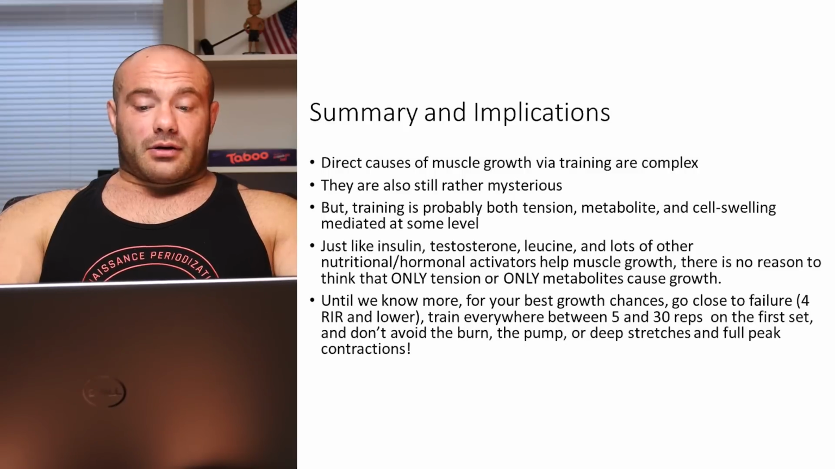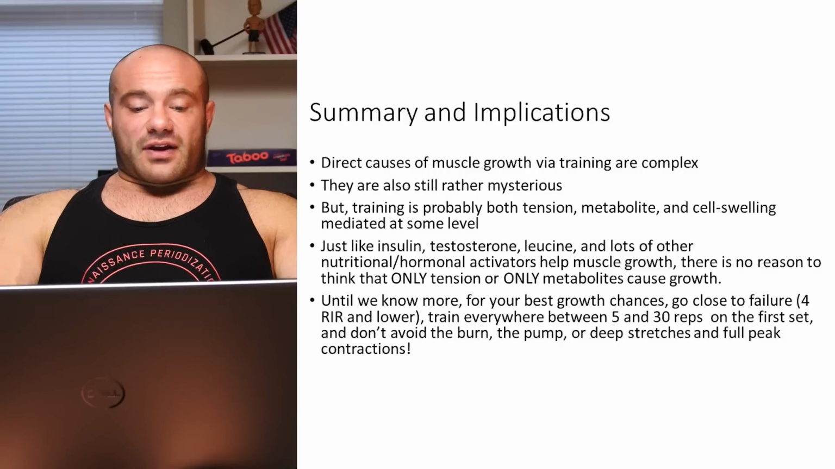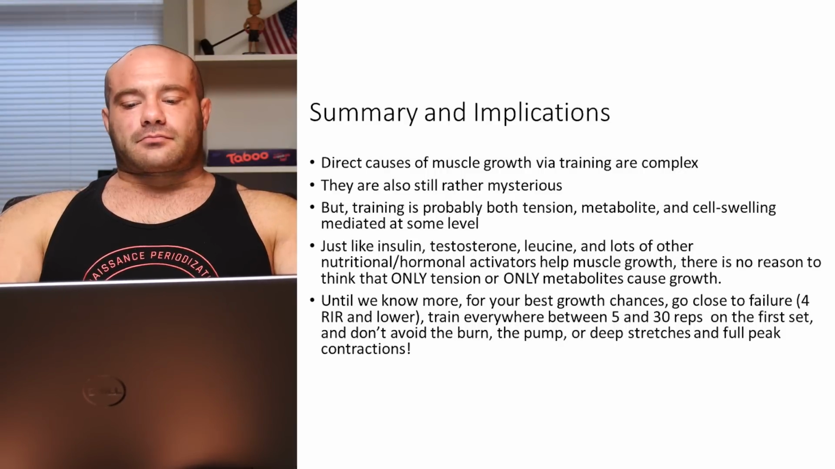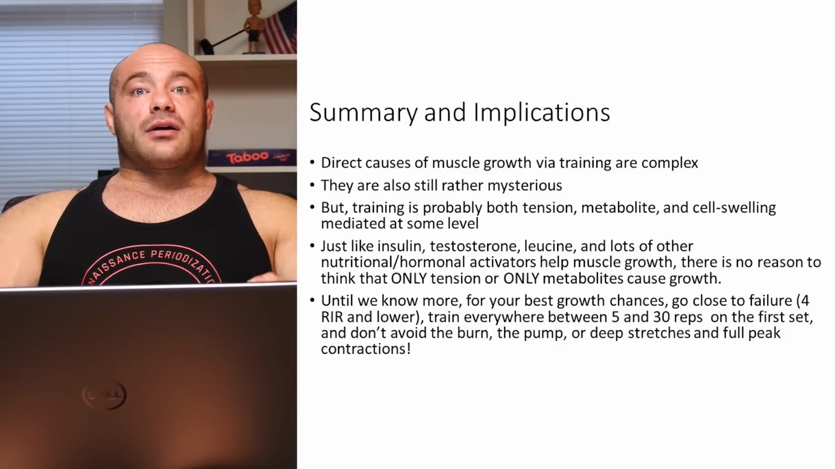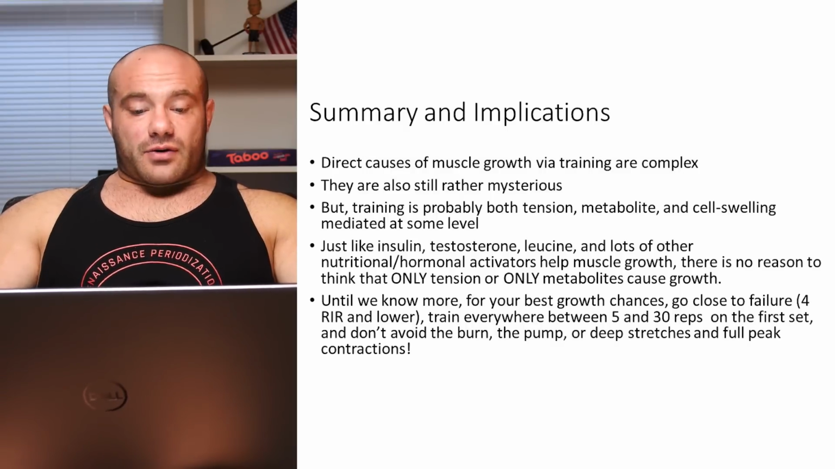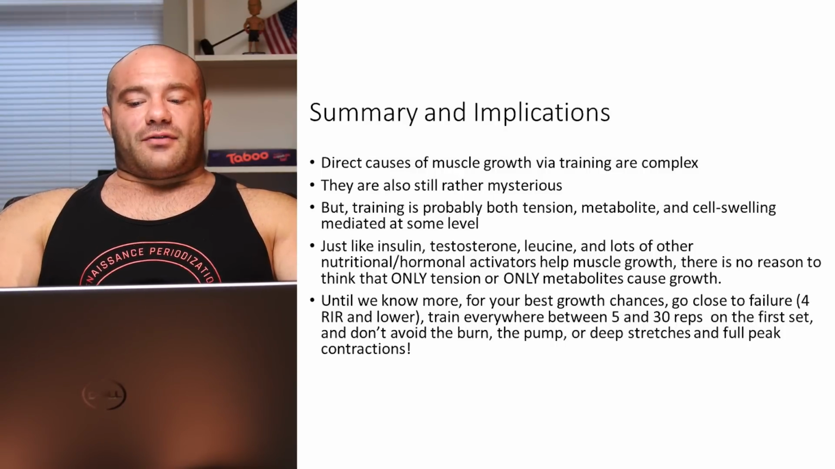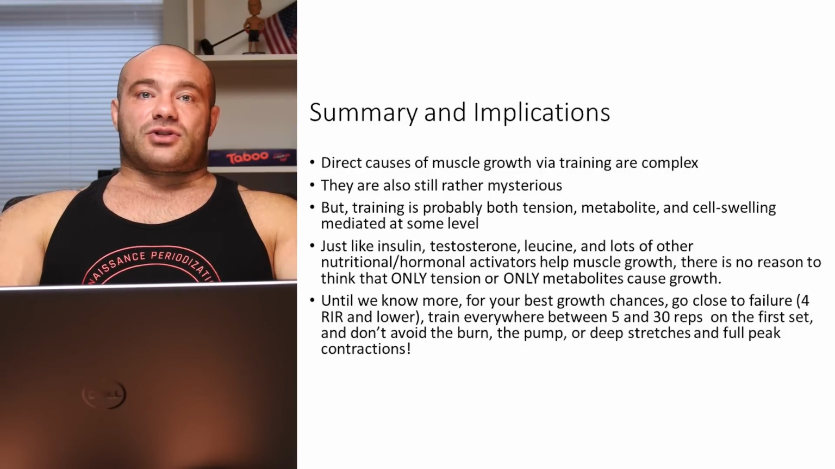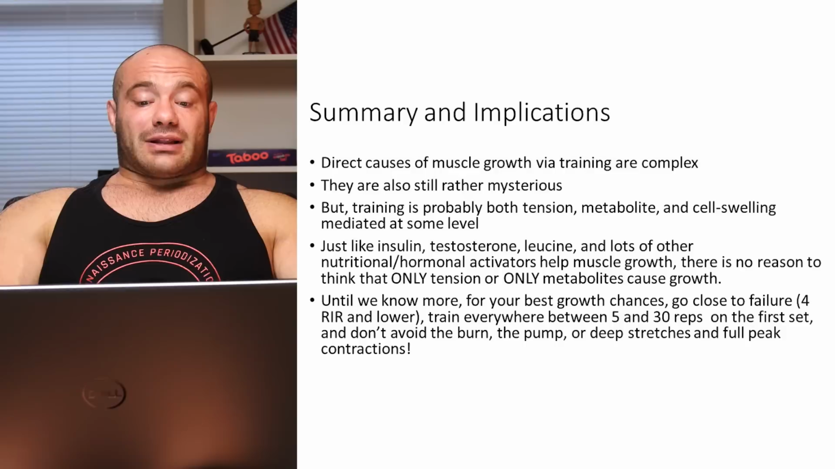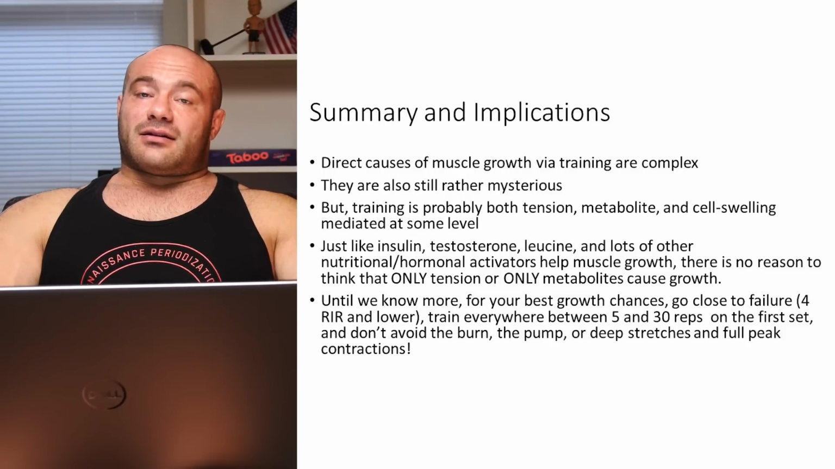Until we know more, right, your best growth chances is to train close to failure, 4 reps in reserve and lower, and train everywhere in the ranges between 5 reps per set, 30 reps per set. And if you're avoiding the burn, if you're avoiding the pump, if you're avoiding deep stretches and peak contractions, you're probably doing yourself a disservice. So really good training is sets of 5 to 30 with lots of burn, lots of pump, lots of deep stretches under tension, peak contractions, and that's about it.